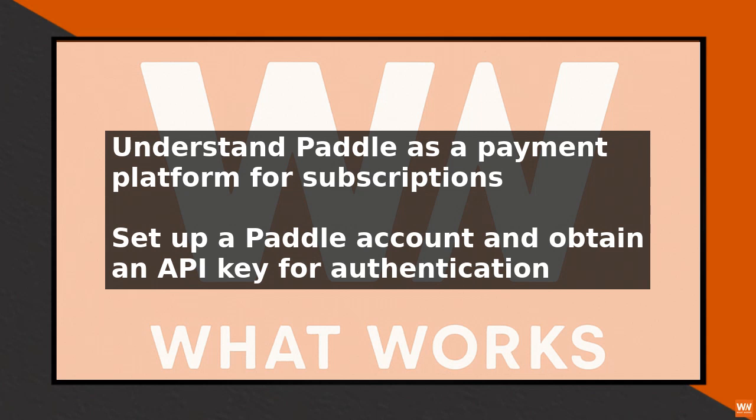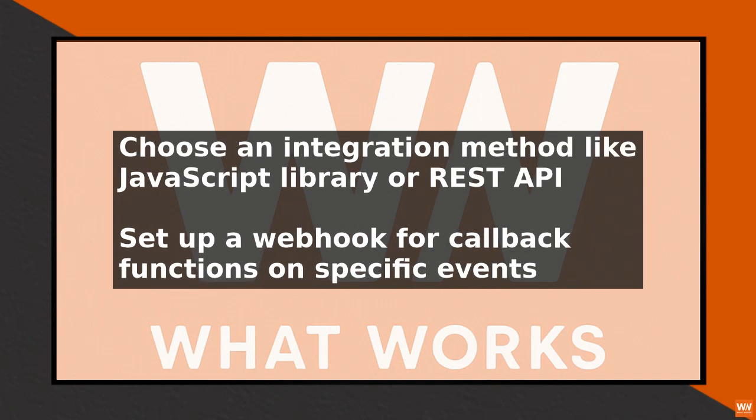This key will be used to authenticate your API requests. You can find the API key in your Paddle dashboard under the Developers section. Next, choose an integration method. Paddle offers several integration methods, including a JavaScript library and a REST API. The JavaScript library is suitable for web applications, while the REST API is suitable for server-side integrations.